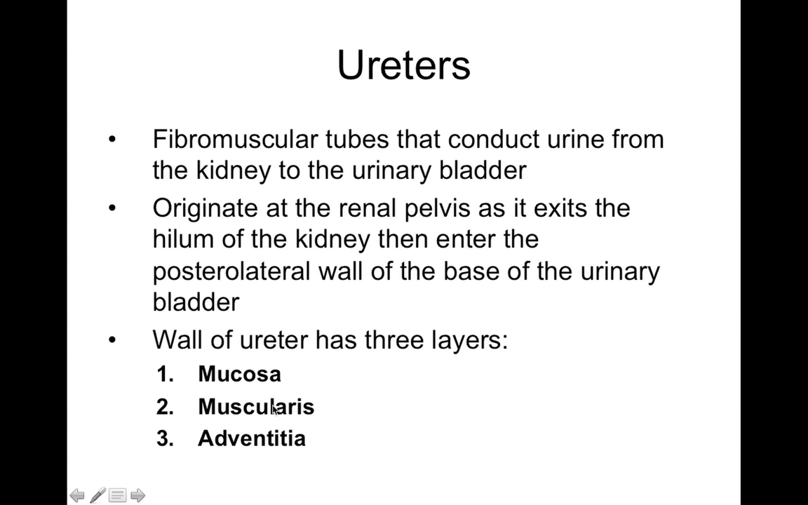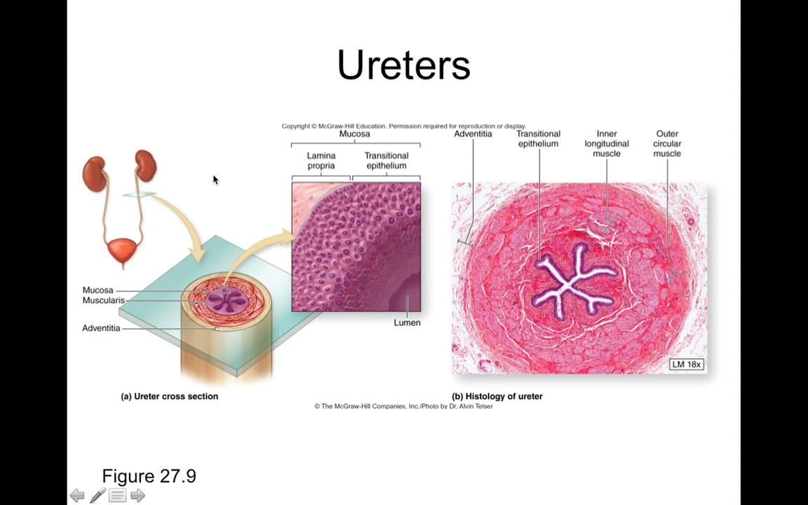Now, the ureters have three main layers. We've got a mucosa, muscularis, and adventitia. The mucosa is basically a transitional epithelium that lines the lumen of your ureter. The muscularis is smooth muscle, whose function is to be involved in peristalsis for transport of that urine. And then adventitia is an outer layer of fibrous tissue that holds it all together. So looking at those three layers here, we can see our mucosa, which lines the lumen here. We got our muscularis, which is in the middle, and then our adventitia on the outside.